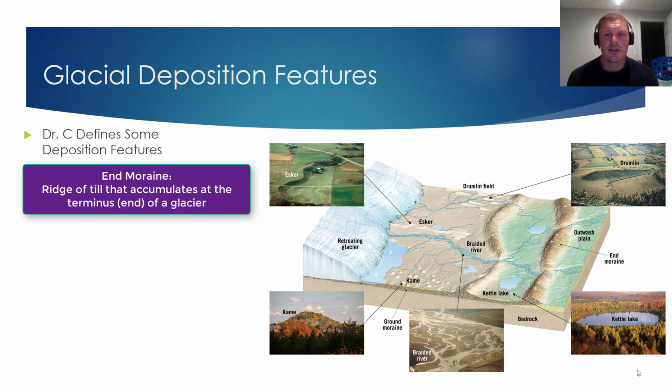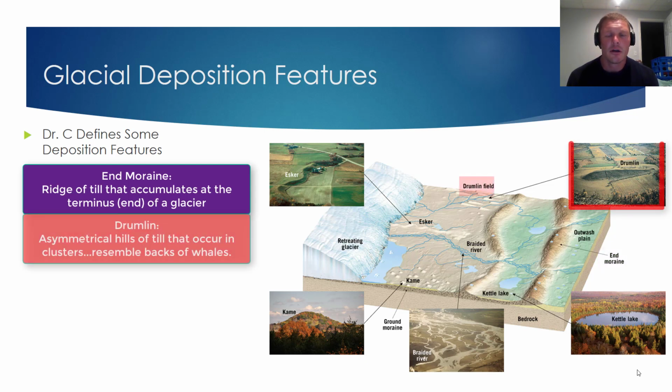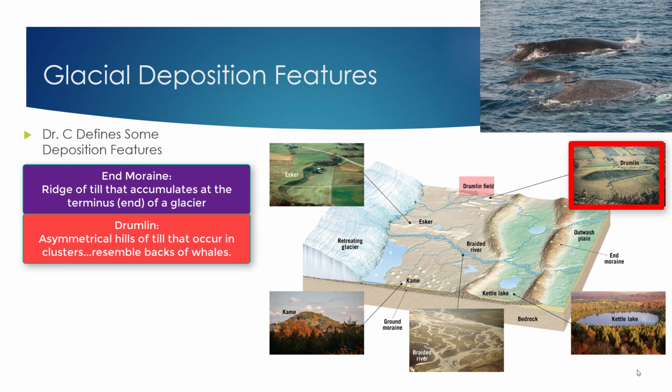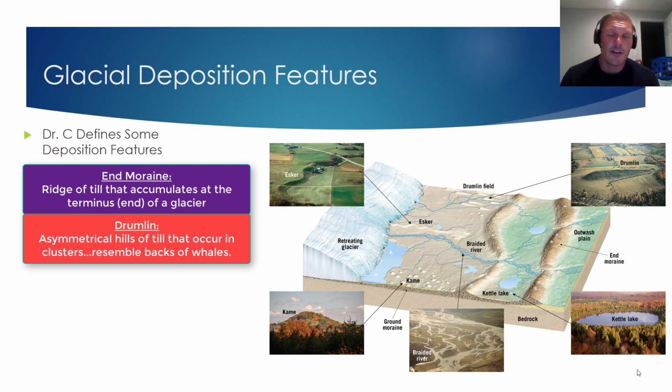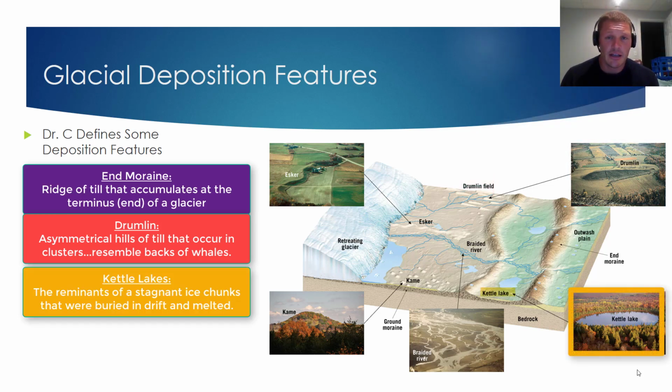Another depositional feature I'd like to highlight is the drumlin field, which is shown towards the top of this image. Drumlins are asymmetrical till mounds, and I think that they resemble whales in the ocean. Drumlins will typically be perpendicular to the end moraine, and they're thought to form when glaciers move over previously deposited drift and reshape it.